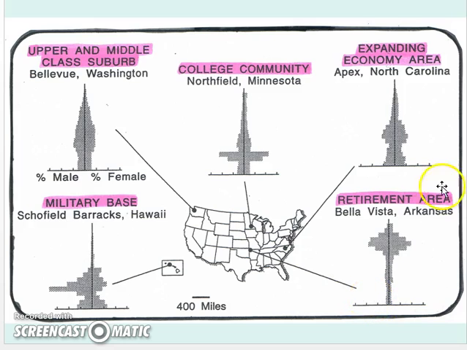And if you look at a retirement area, for instance, like in Bella Vista, Arkansas, a lot of people of the higher age brackets are going to live here. So you'll see that the population is kind of distorted because there's more older people living in this area because they go here to retire. So we can see a lot of things from looking at these population pyramids and their interesting shapes.